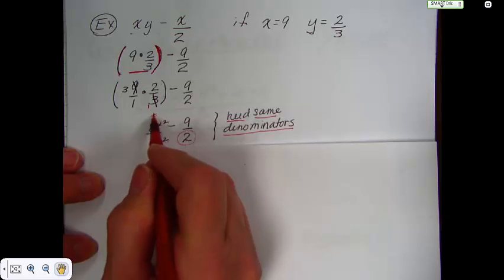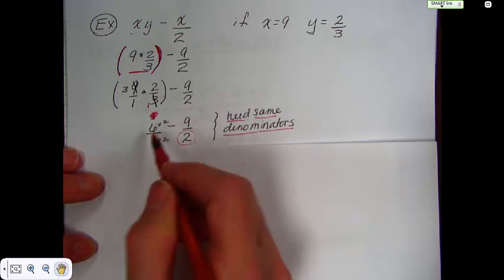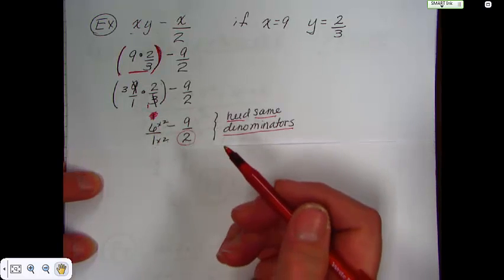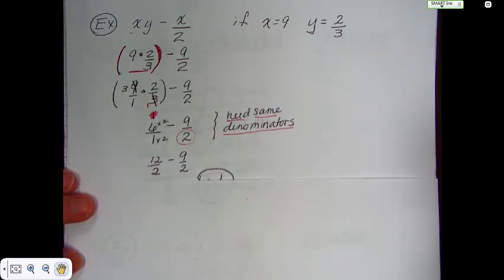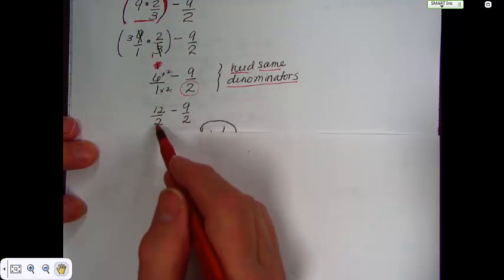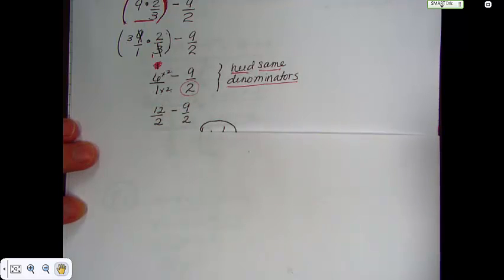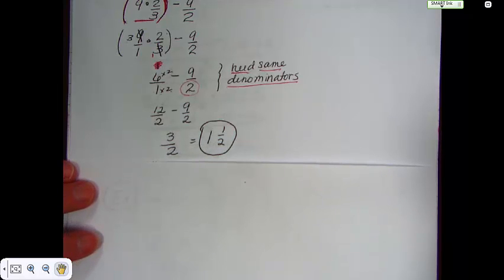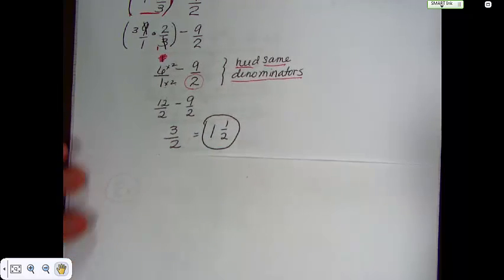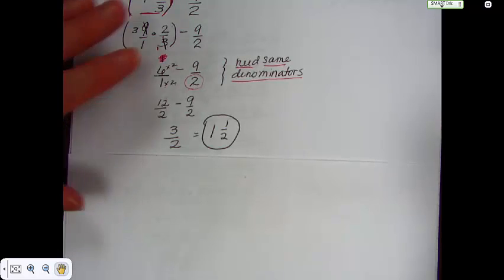And if I take 6, I'm going to cross that out there. If I take 6 times 2, that makes 12. So now I have the expression 12 over 2 minus 9 over 2. And 12 minus 9 is 3. So I end up with 3 over 2, which I turn into a mixed number, which is what I want to have. So this one was not that hard.